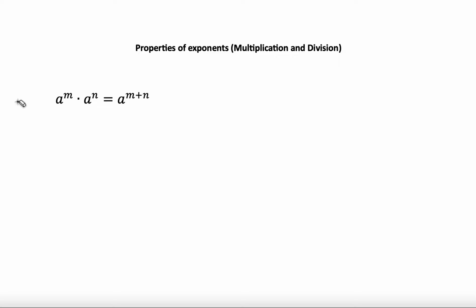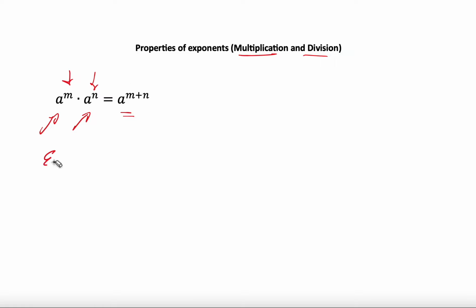Hello everyone, today we're going to talk about properties of exponents, specifically multiplication and division property. Okay, so let's start with multiplication property. Multiplication property says that if you have two exponential expressions with the same base and two exponents, that is equal to writing the same base with the addition of the exponents.